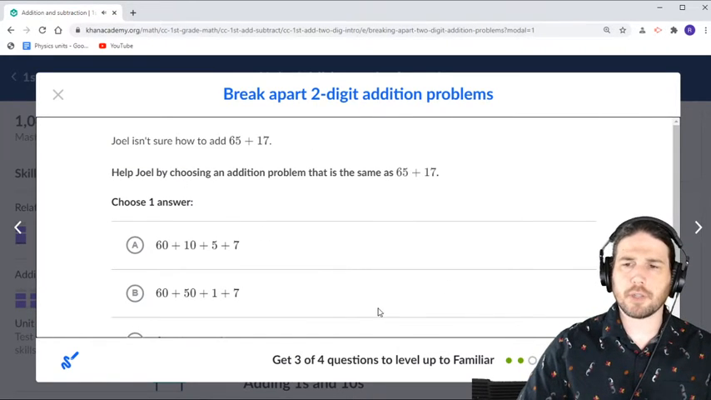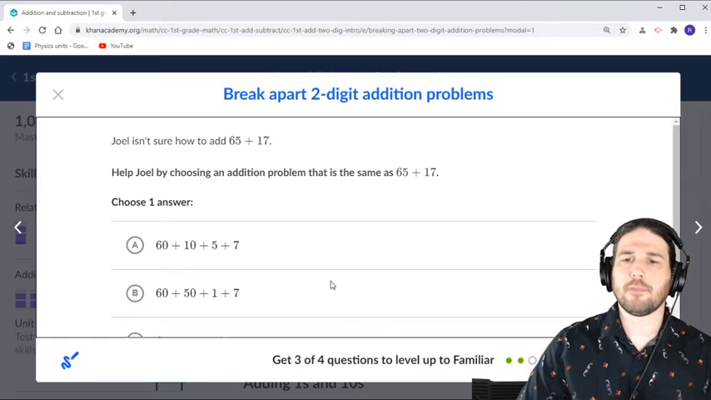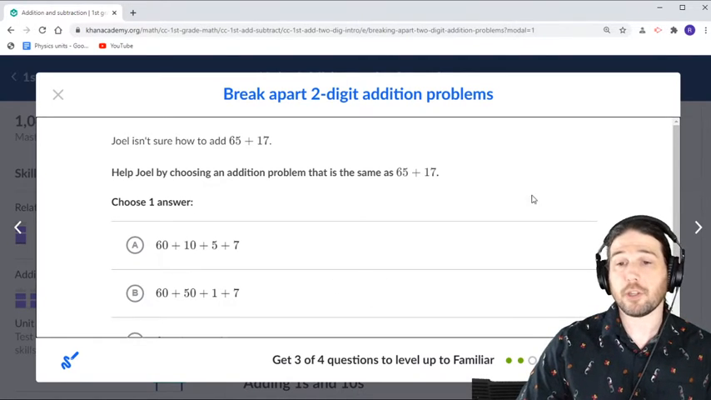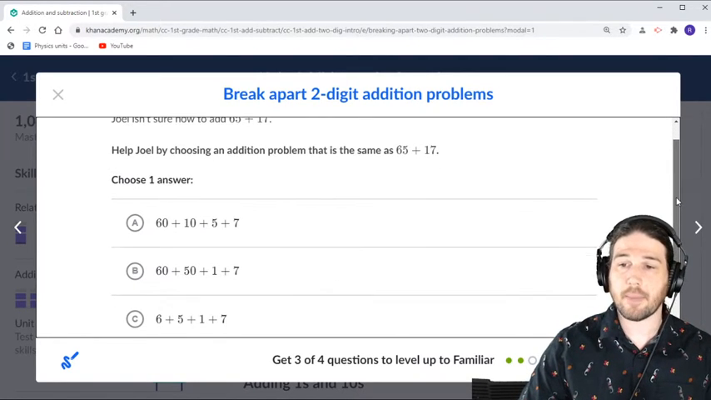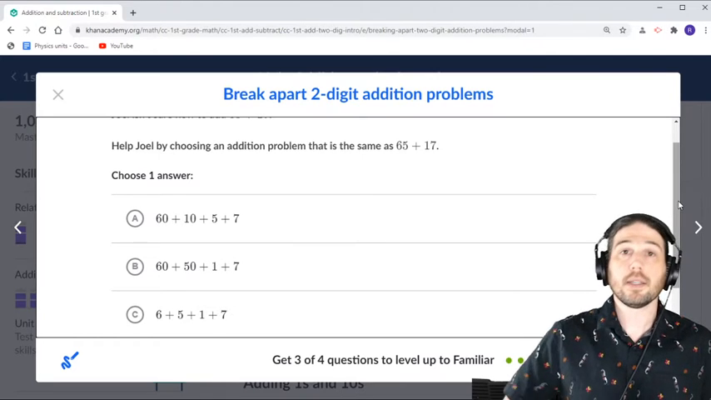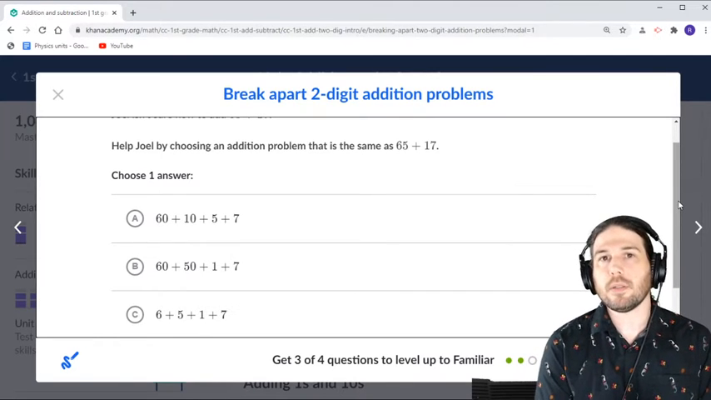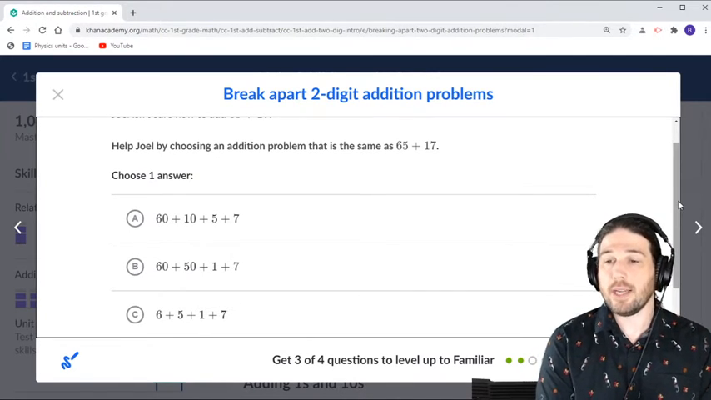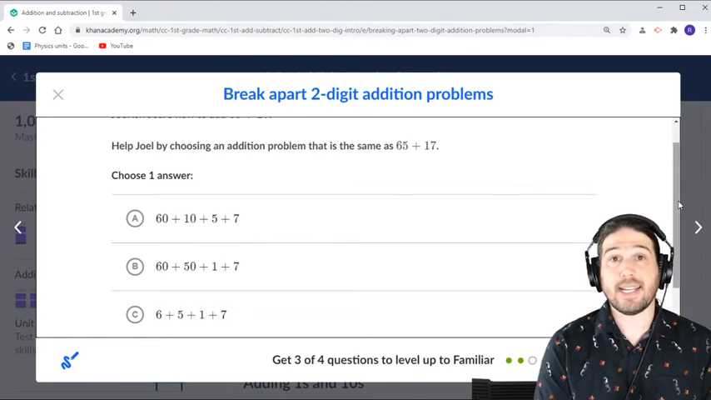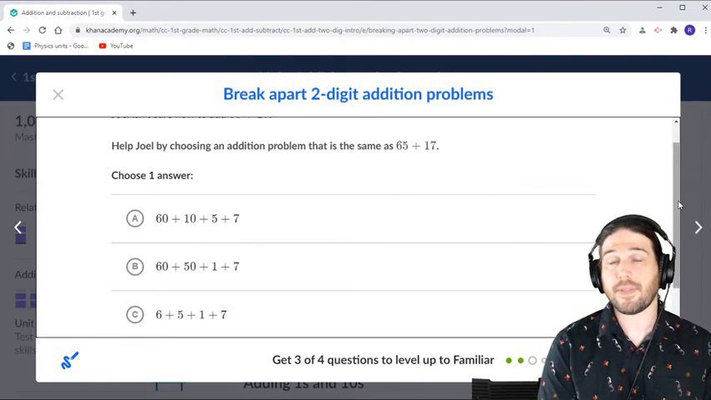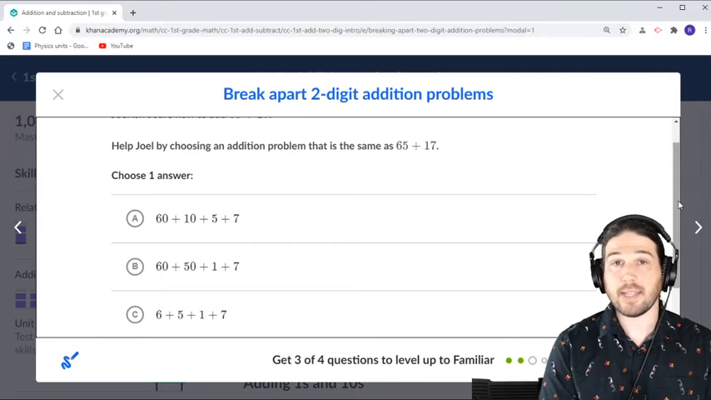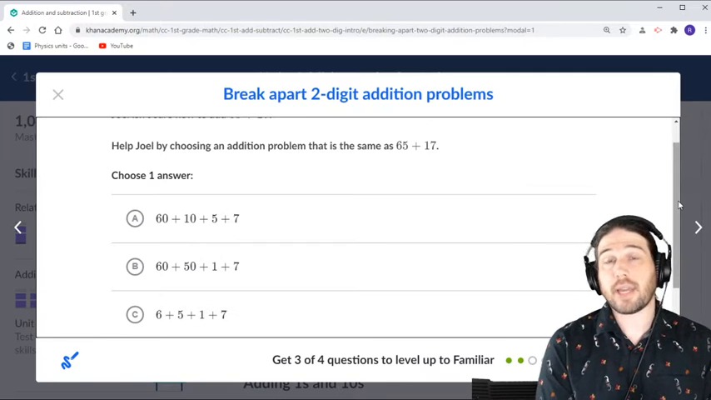Joel isn't sure how to add 65 plus 17. Help Joel by choosing an addition problem that is the same as 65 plus 17. If you are able in your head right now to crank out the answer, I believe the answer is 82. Okay, I'm pretty sure that's the answer. I did that in my head. Very good if you are capable of doing that.